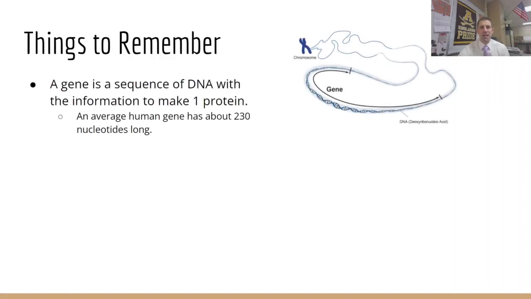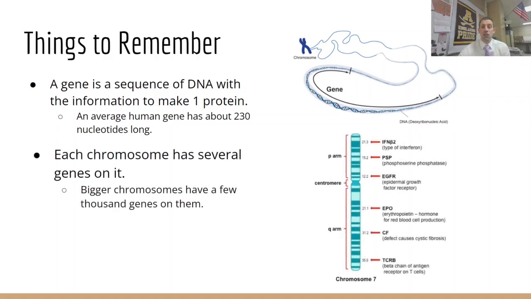So a couple things to remember before we dive into the process is that we're going to be looking at genes here. And a gene is a sequence of DNA that has all of the nucleotides necessary to make one protein. So a gene is several nucleotides long, and it has all of the code needed to make one protein. On average, human genes are around 230 base pairs long, and each chromosome itself has several genes on it. The bigger chromosomes have more because they're longer. Chromosome 1 has around 2,000 genes on it. And then the smaller chromosomes will have fewer genes on them. But there's several genes on each chromosome.